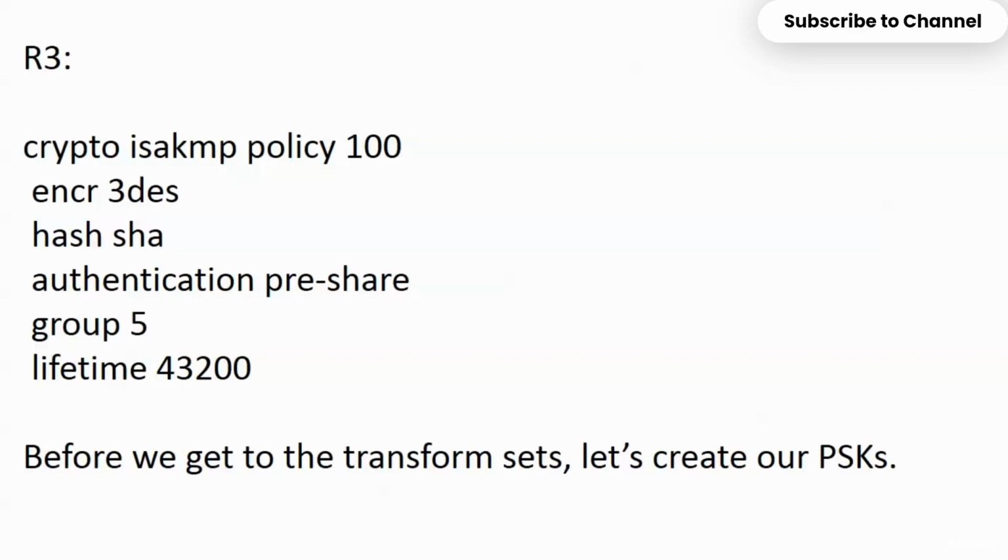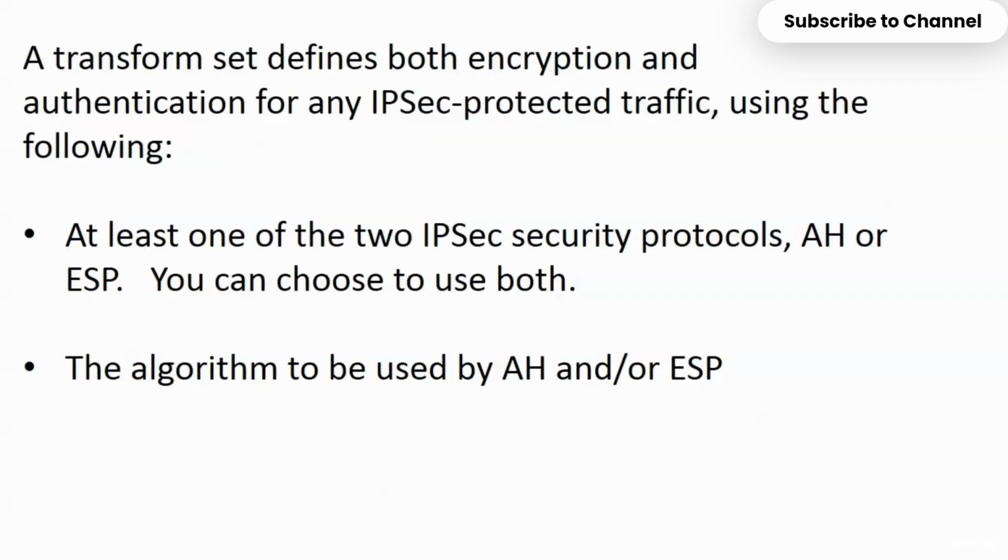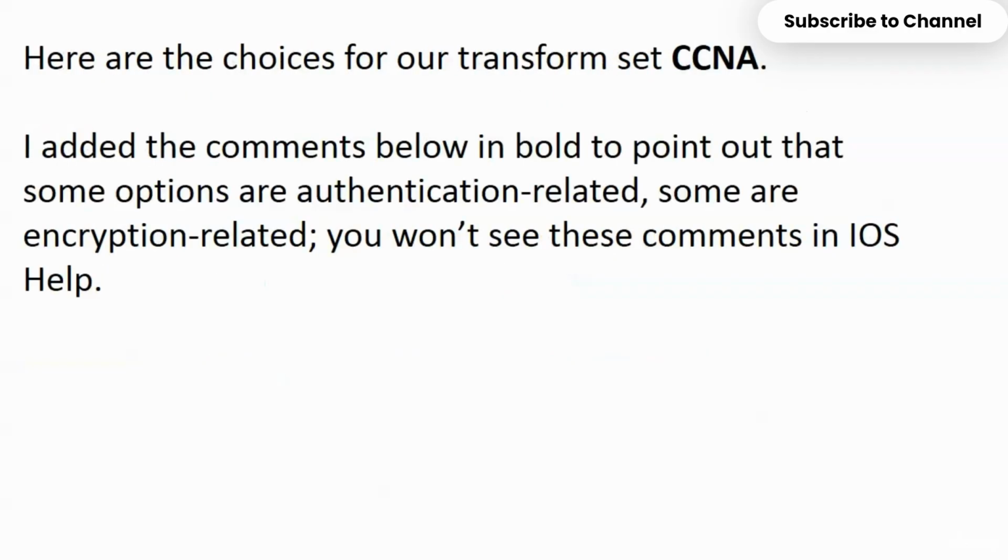First off, let's talk about what we're transforming here, what we've got, and then we'll configure them. Now, a transform set is kind of a merger. What you're doing is defining both encryption and authentication for IKE Phase 2. You're bringing them together because you're defining the encryption and authentication for any IPSec protected traffic using at least one of these 2 security protocols that we talked about earlier, AH or ESP. You can choose to use both. You also have to choose the algorithm to be used by AH and or ESP, depending on the choices you made for the first bullet point.